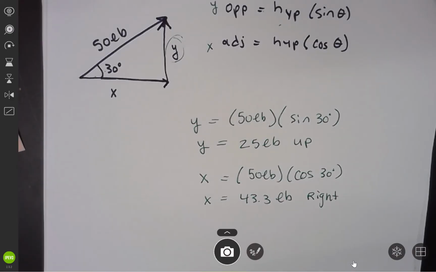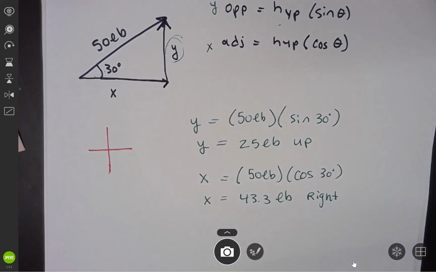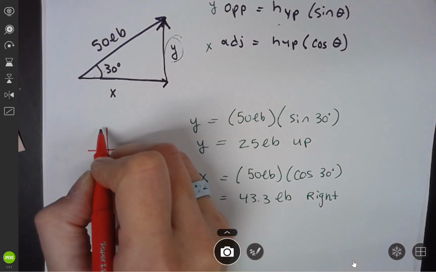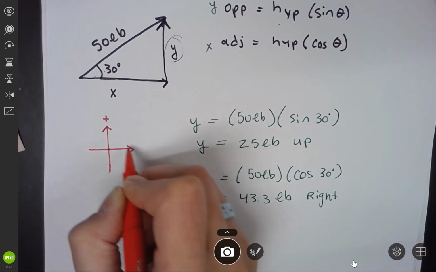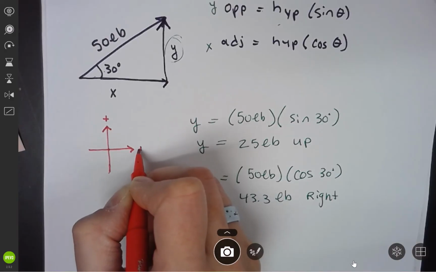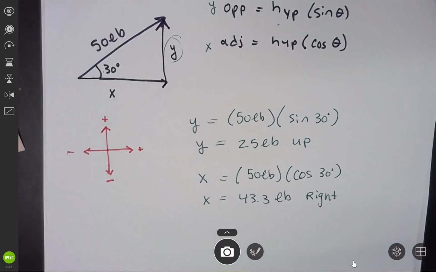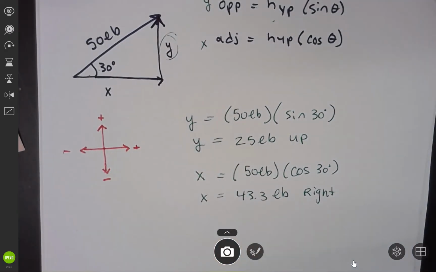Now, I'm just going to remind you that if you've ever graphed anything in math class, we know that this is the origin, and then we have 4 quadrants, and anything that is pointing upwards gets a positive number. Also, if it's pointing to the right, it gets a positive number. If it's down, it gets a negative number. And if it's to the left, it gets a negative number. That should be familiar to you if you've done any kind of graphing.